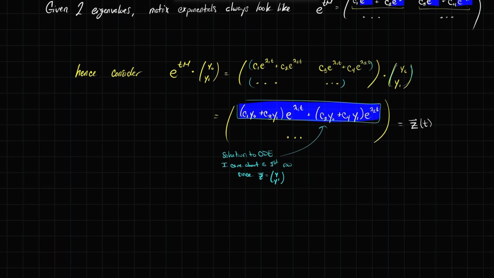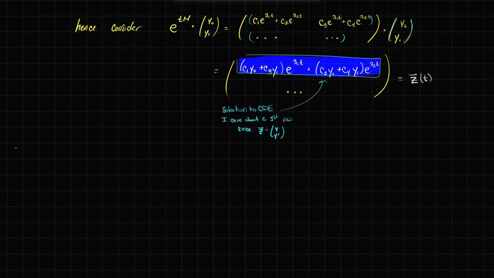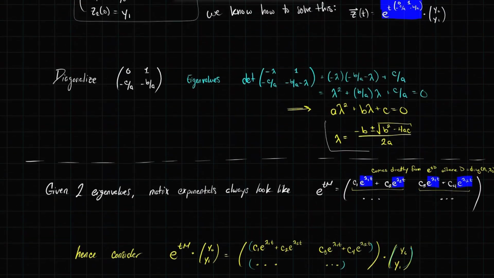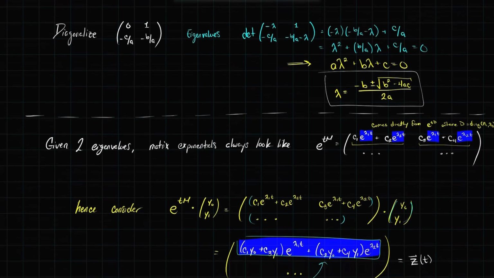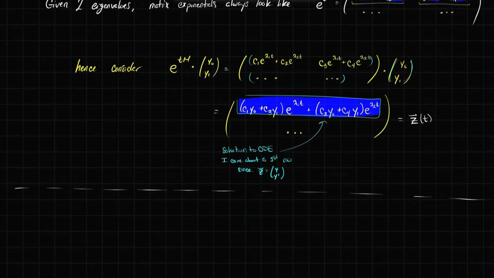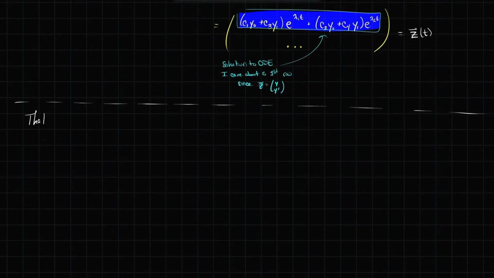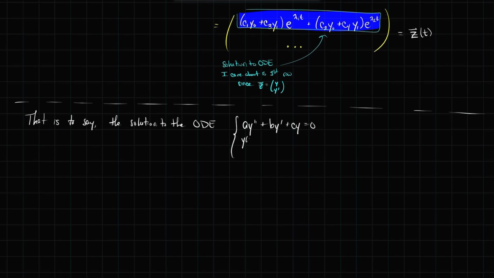So that first row is the solution to my ODE as long as I know my eigenvalues, but I do know my eigenvalues, they're right here. So I know that lambda 1 is the one associated to the plus sign, and lambda 2 is the one associated to the minus sign. That is to say, the solution to the ODE, ay double prime plus by prime plus cy equals 0, and sure, we'll go ahead and give it its initial conditions, y0 and y1, is the first row above.